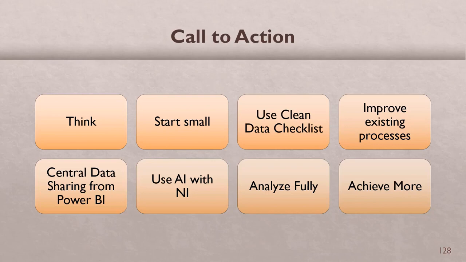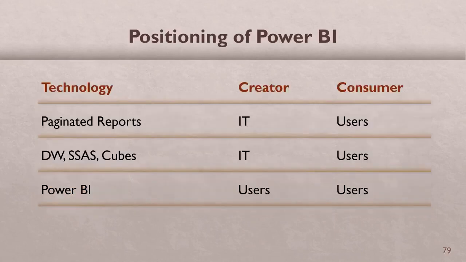Is that person dependent? Another thing is publish the data centrally, and I showed you how to consume central authentic raw data from Power BI into Excel. What is NI? Use artificial intelligence with your natural intelligence. That is what NI is. And then of course you'll be able to analyze data more fully, get more opportunities, and then achieve more with less effort. Right. So I guess it's perfect timing.